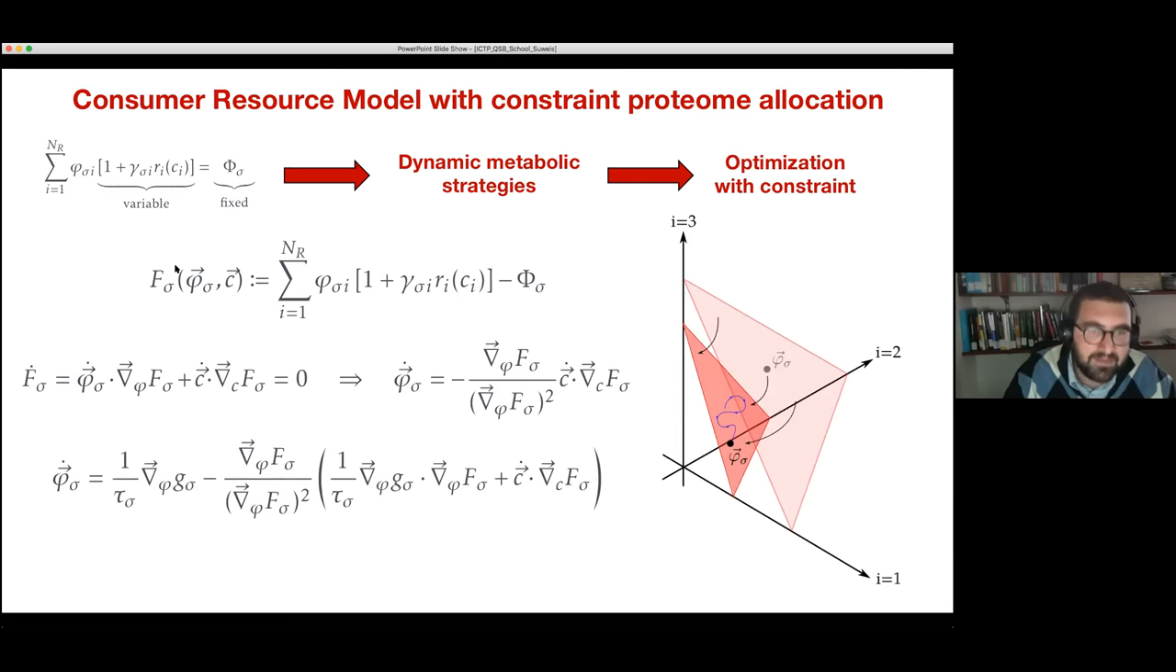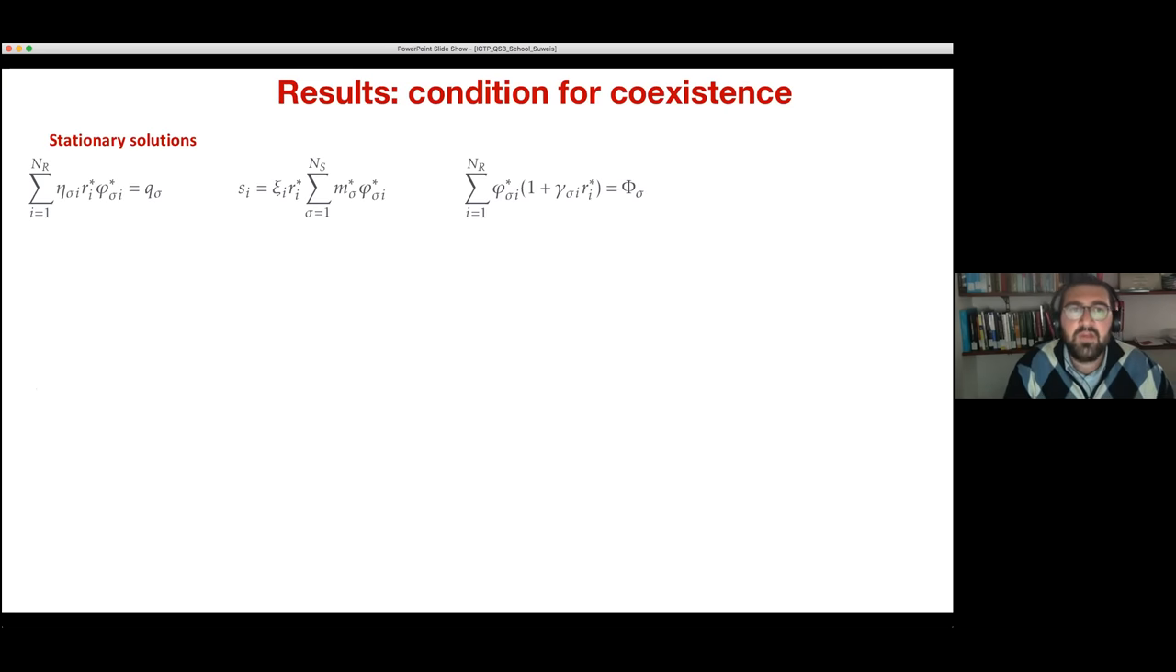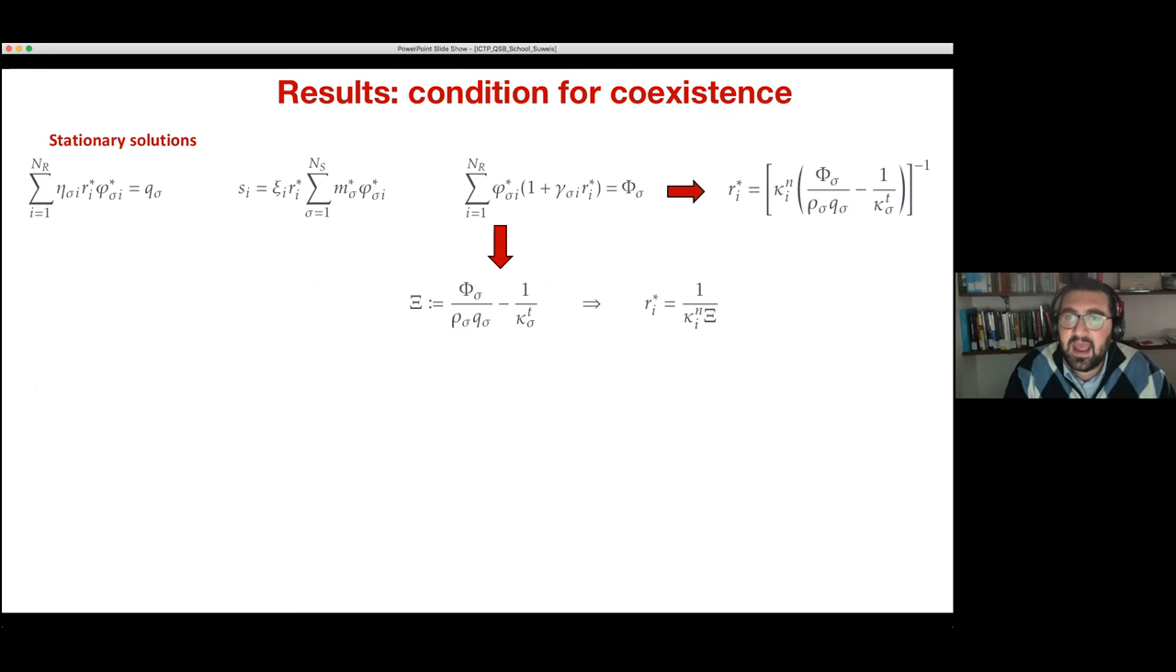So the mathematics is the same as before, so I'm not going into too much detail, but you just need to optimize it through the gradient by imposing the constraint that is given by this equation, and then you end up with this final equation here that is the same as before for the alpha. Okay, but now the phi are the proteome allocated for the P sector. So again, you can study the stationary solution of the system. From this, you find that one solution is given by this R star. And again, you can call that ratio there with the capital theta.